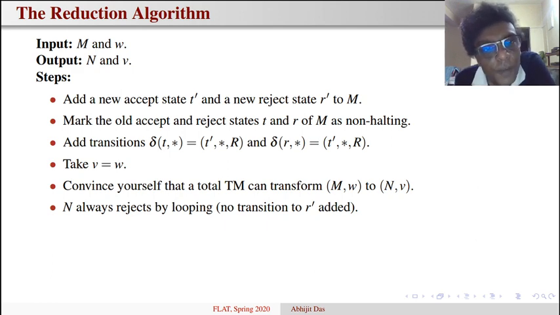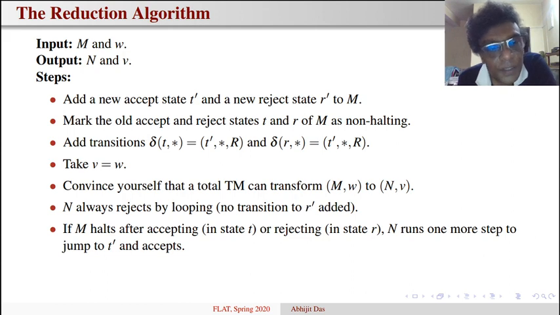Now the property of N is that the only way N can reject is by looping, because we have not added any transition from any state to R prime. On the other hand, if M halts after accepting in state T or rejecting in state R, then N just needs one more step to jump to this T prime and accept.